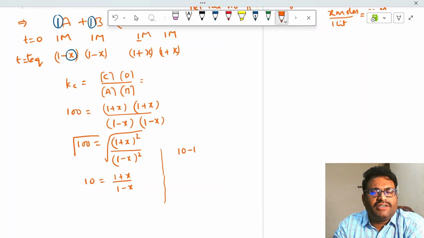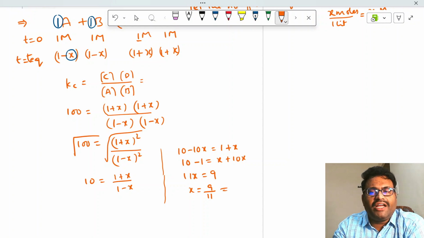10 minus 10x is equal to 1 plus x. So 10 minus 1 is equal to x plus 10x. 11x is equal to 9. x is equal to 9 by 11.